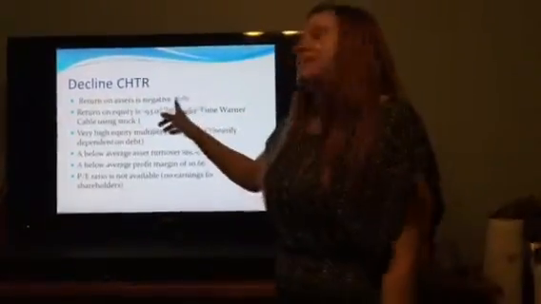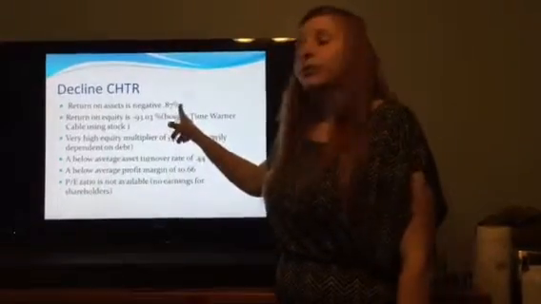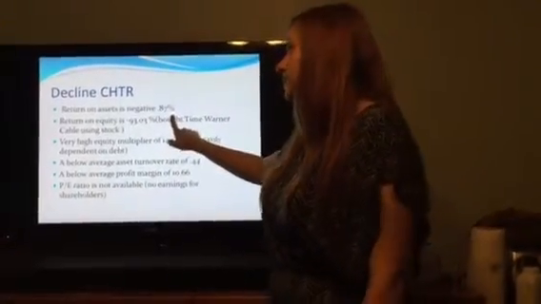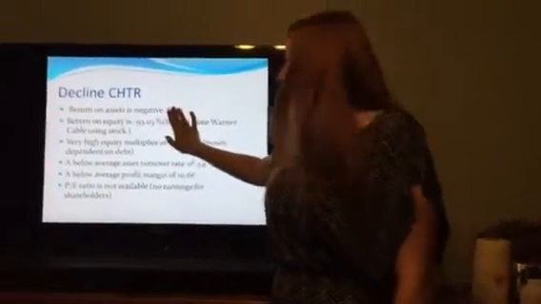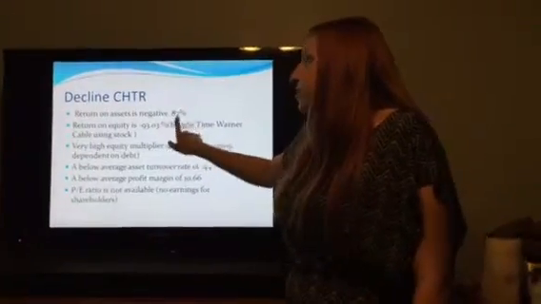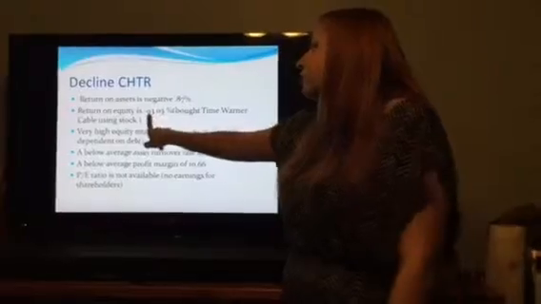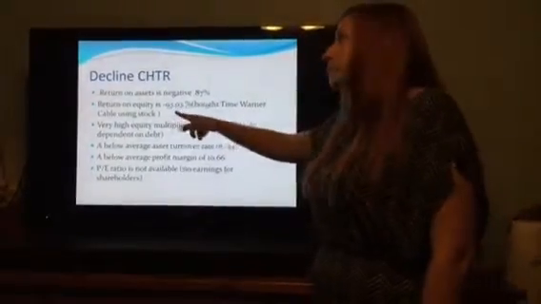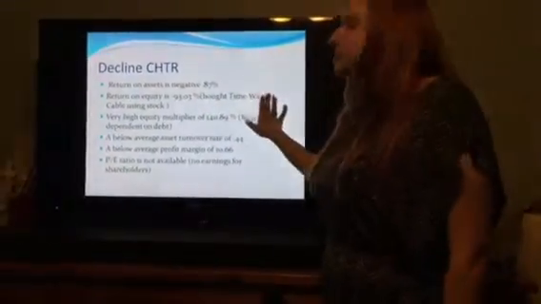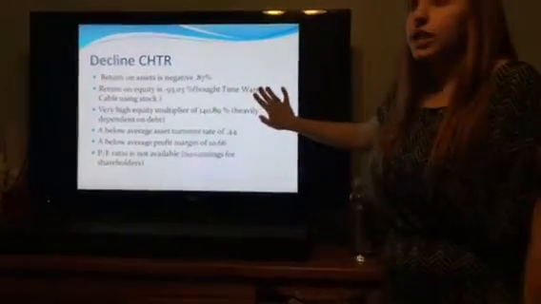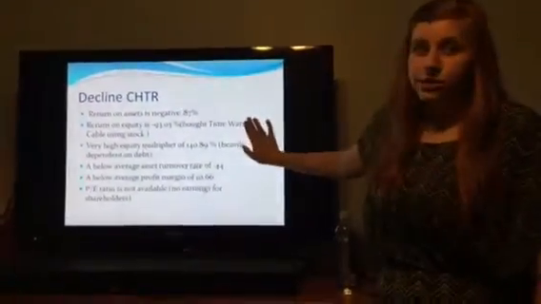Its return on assets is negative. It has a negative 0.87% return on assets. This isn't good in any industry. This shows that they're not creating profit off of their assets, which is never a good thing. Its return on equity is also negative, 93.03. This may be because they bought Time Warner Cable with their stock, which also isn't a good thing.